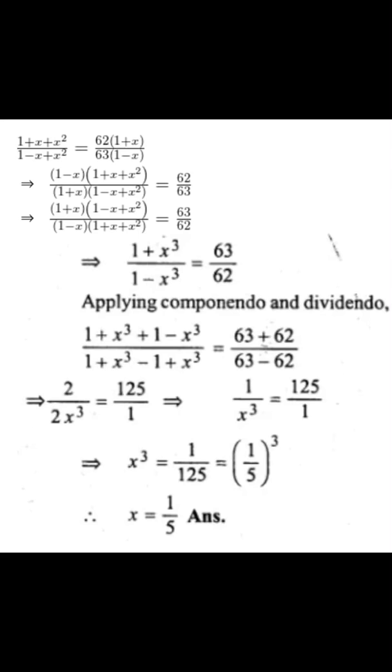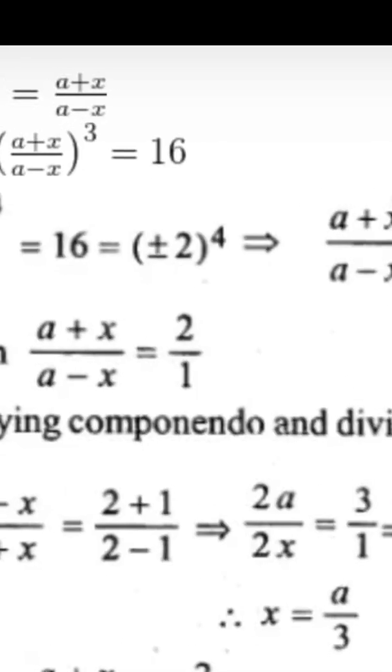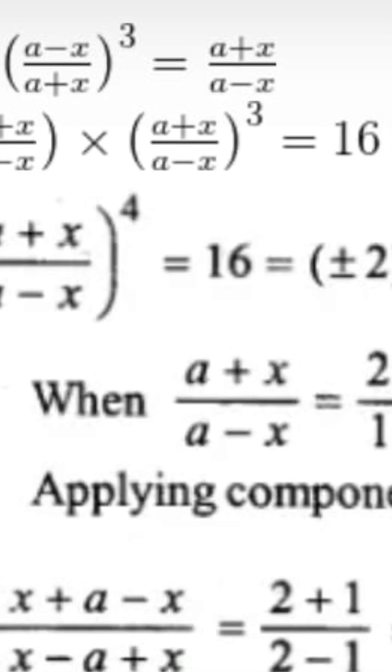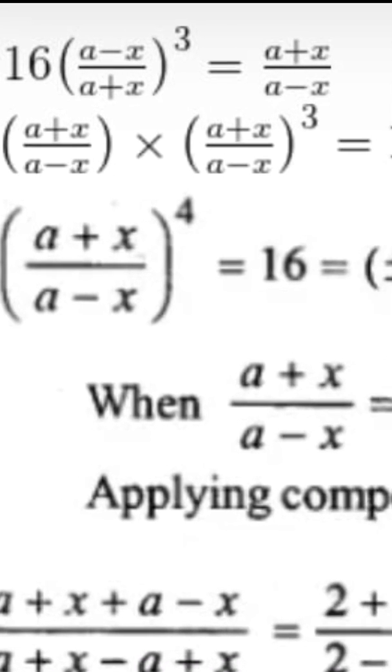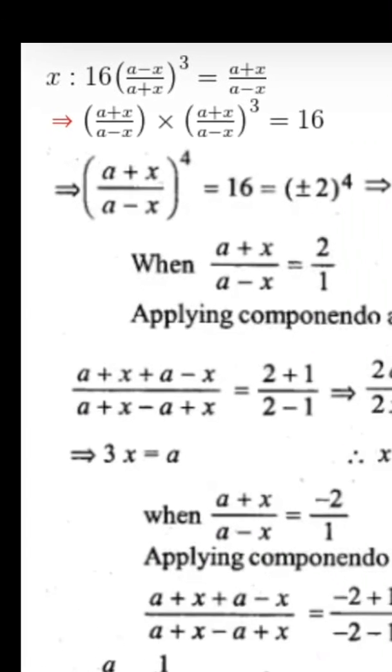Okay everyone, I guess you're all done. So the next question is we have to find out the value of x, and what we are given is 16 times (a minus x upon a plus x) whole cube is equal to (a plus x) upon (a minus x). Okay, now to solve it, again we'll do the same thing. We'll take this a minus x given in the denominator part of the right hand side to the left hand side, and I get it as a plus x upon a minus x. If I take it on the other side, this will be multiplied.